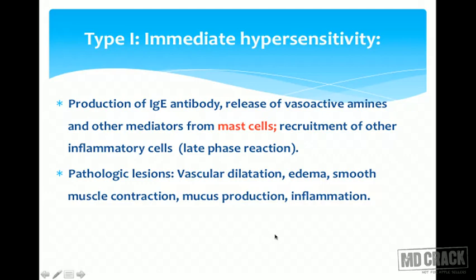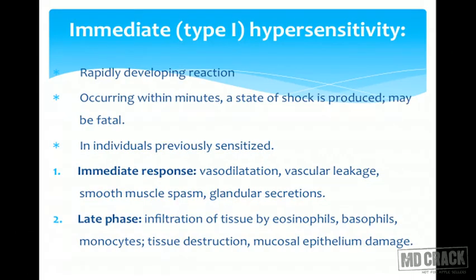We will see pathological lesions like vascular dilatation. The vessels will become very permeable. There will be edema, especially laryngeal edema, which can prove lethal. Smooth muscle contraction, and the patient can suffer from bronchospasm because of the variety of chemical mediators released by activated mast cells. Huge amounts of mucus production can block the airways, and intense inflammation can destroy the tissues. So it occurs within minutes. That's why it is called the immediate type of hypersensitivity reaction. A patient may end up with a shock-like condition and it can even prove lethal.